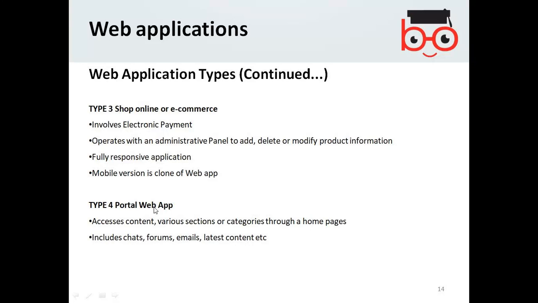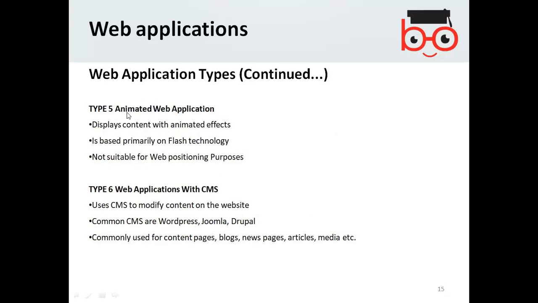For example, if you want cheaper air tickets, one application will give you information from lots of airlines. So that is basically the web portal. Fifth, animated web applications, containing animated text, like Flash or anything.